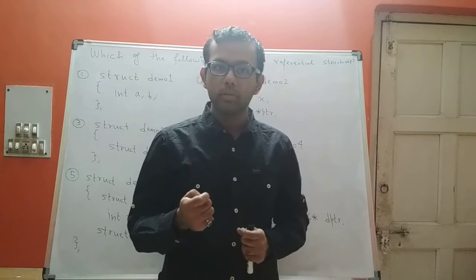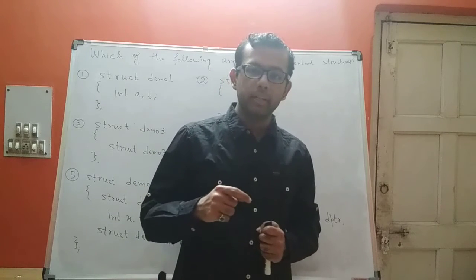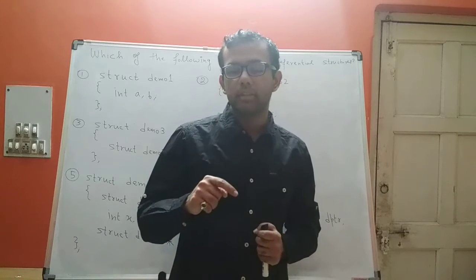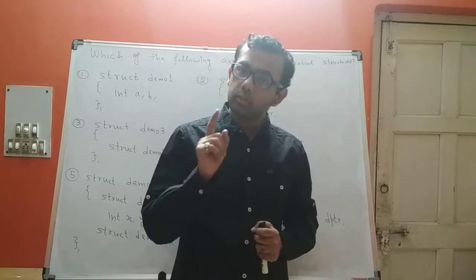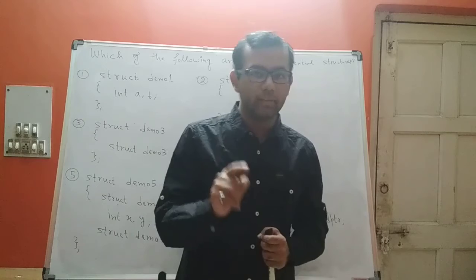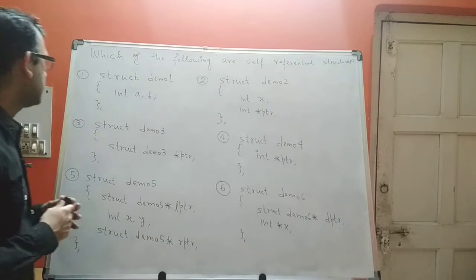I would request you to pause the video at this point or probably rewind it and then go through the point that I just made: that a self-referential structure is a structure which has at least one member as a pointer to the structure itself. Okay, so I hope this is clear. So now I'll directly go into solving the question.